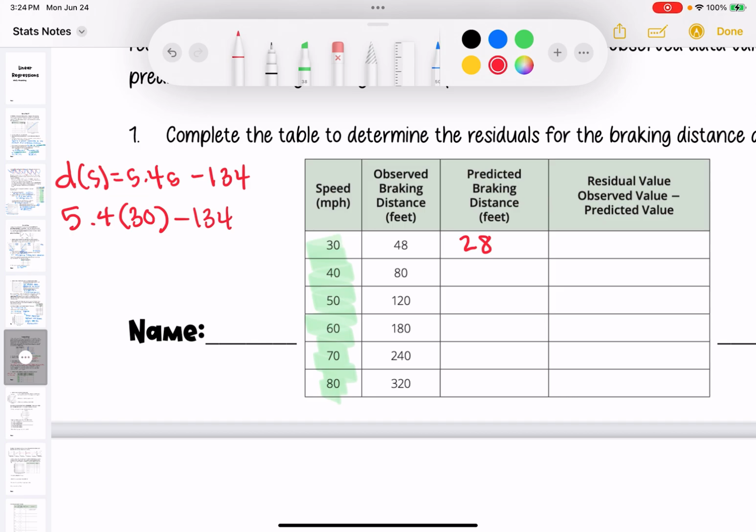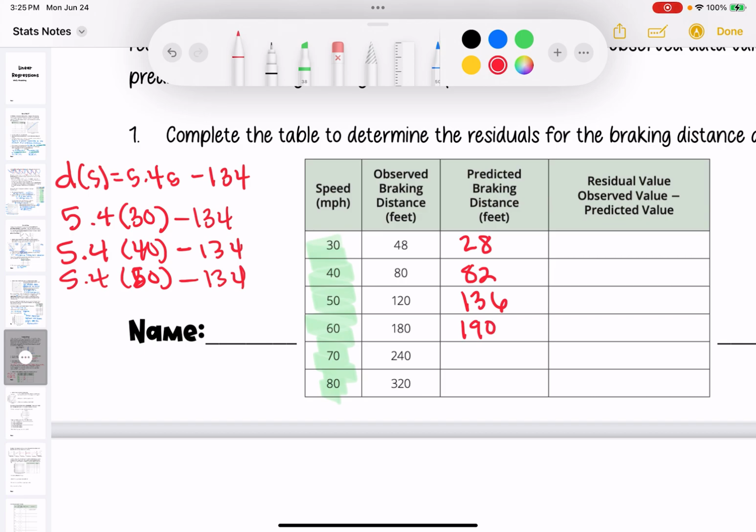Then I do the next one, 5.4 times 40 minus 134, and that gives me 82. Then 5.4 times 50 minus 134 gives me 136. Then you keep doing that for each one. For 60, I get 190. For 70, I get 244. And for 80, I get 298. That's how we get the predicted braking distance.